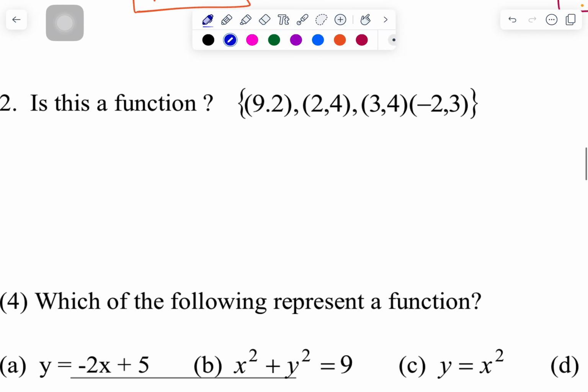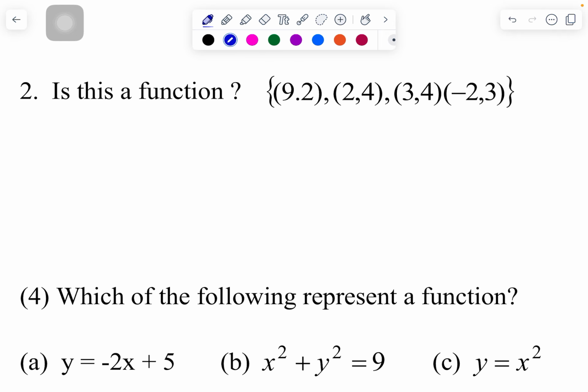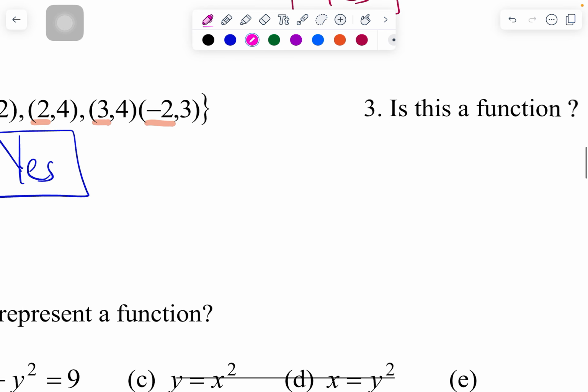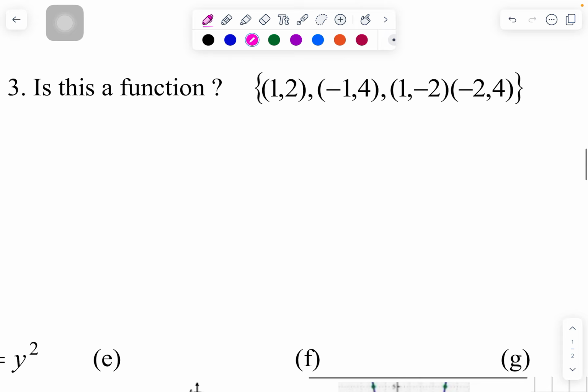And then question number 2 is very similar, right? We have some more ordered pairs here. If I look at my x values, I have 9, 2, 3, and -2. None of those repeated. So is number 2 a function? Absolutely yes.